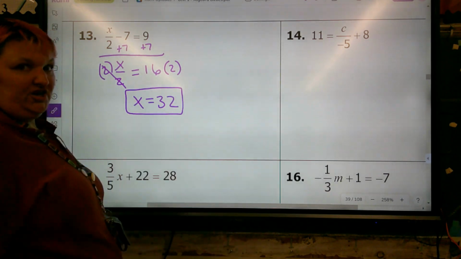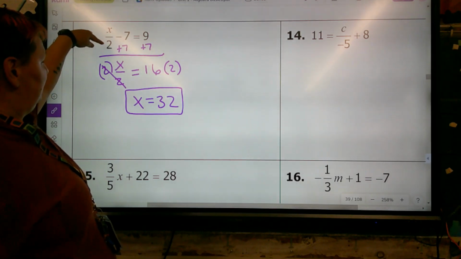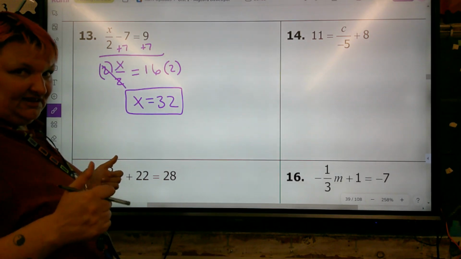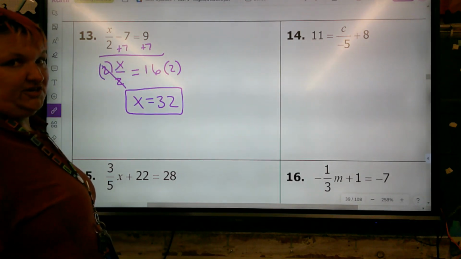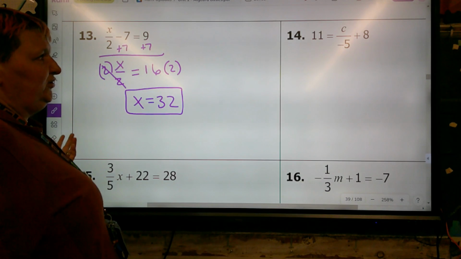You're welcome to check your work. 32 divided by 2 would be 16. Minus 7 would give you 9. That's the correct answer. It doesn't take you 10 seconds to double check your work, and it guarantees a correct answer. I don't know why you wouldn't check your work.